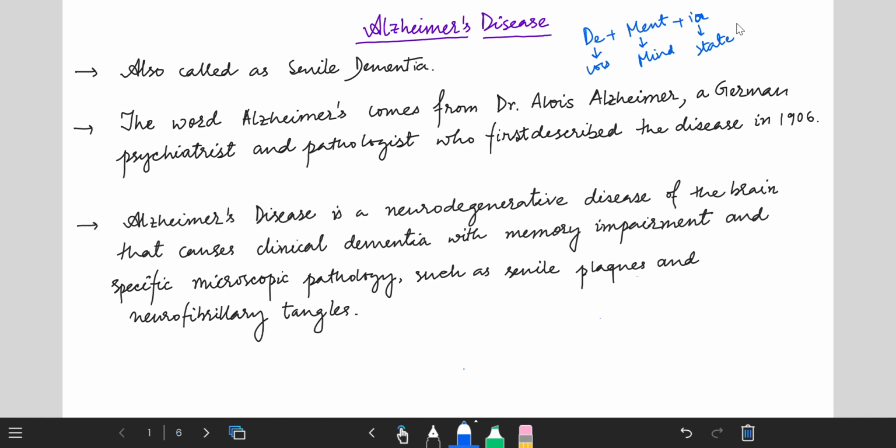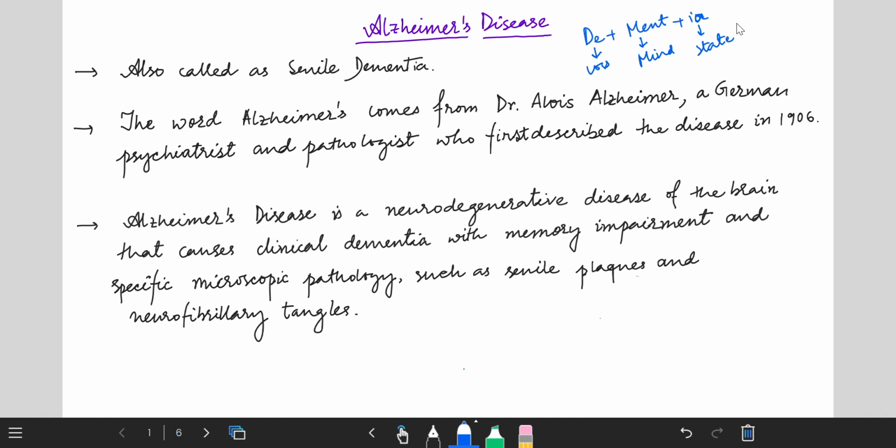Now, the word Alzheimer's actually comes from Dr. Alois Alzheimer, a German psychiatrist and pathologist who first described the disease in 1906. What did Dr. Alzheimer study? In 1906, he noticed some changes in the brain tissues and discovered the presence of amyloid plaques and neurofibrillary tangles in a patient sample. The name of the patient was Auguste Deter.